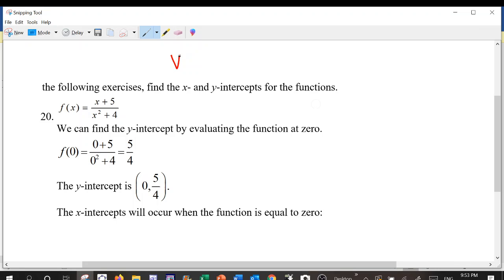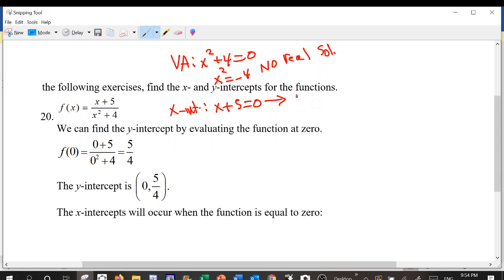So vertical asymptote. Does it have any vertical asymptote? No. Why not? Because x squared plus 4 cannot be 0 with real numbers. Because then x squared equals negative 4, and this has no real solution, right? That means there is no vertical asymptote, right? Now, what about x-intercept? Well, the x-intercept is when the numerator is 0. So x equals negative 5 is the x-intercept.